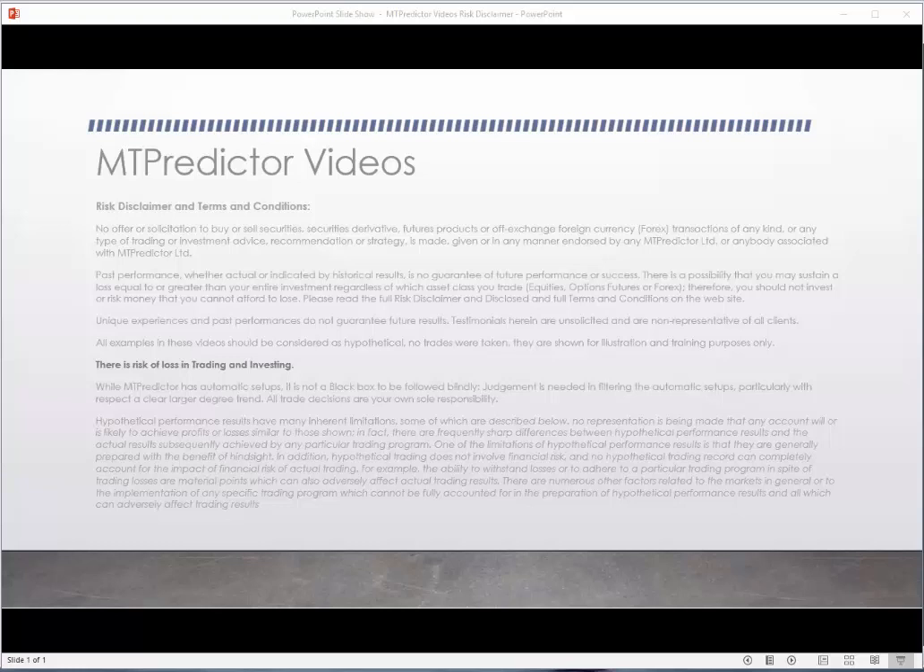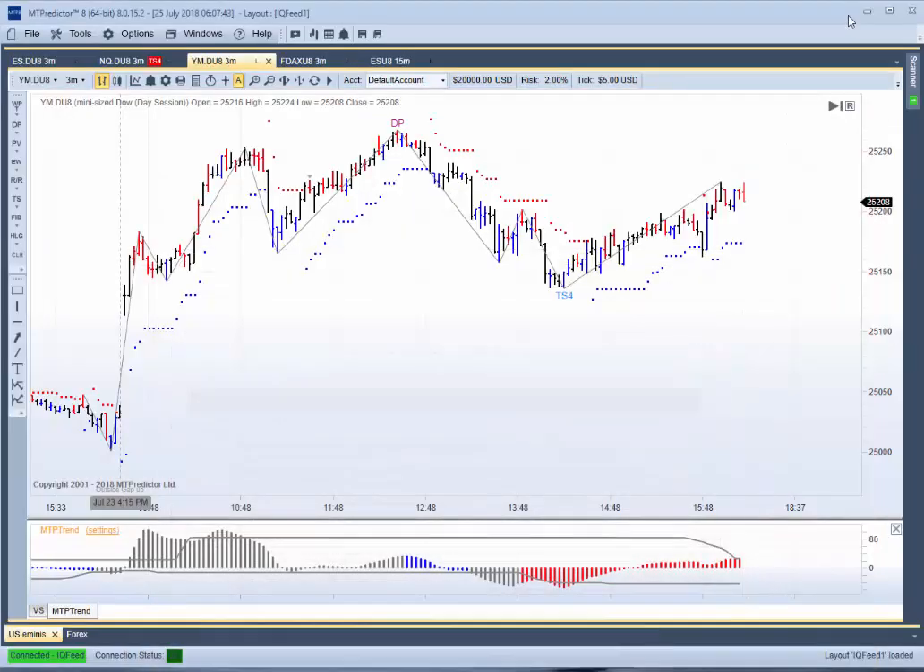But first we have to look at our risk disclaimer and remind you that all examples in these videos should be considered as hypothetical. They're only shown for illustration and training purposes only. Remember there's a risk of loss in trading and investing, or put another way, all professional traders will know and understand, but more importantly accept, that losses can and will and do unfold. In fact, the first setup we look at in today's video will actually be a losing trade.